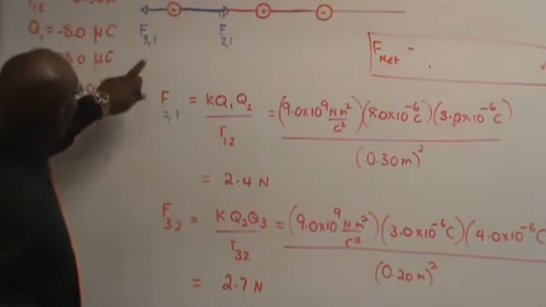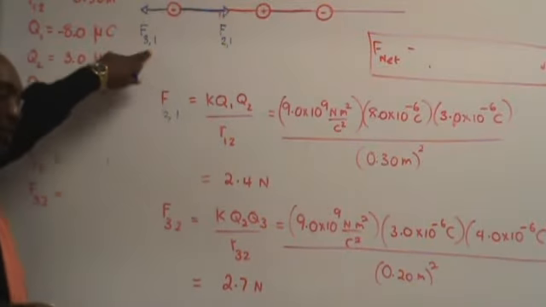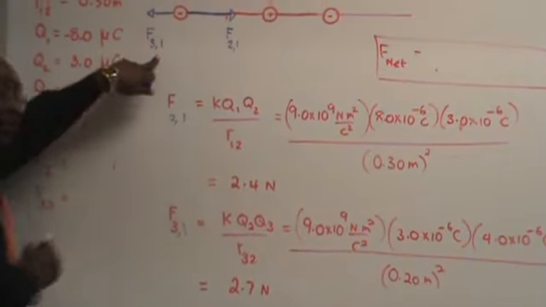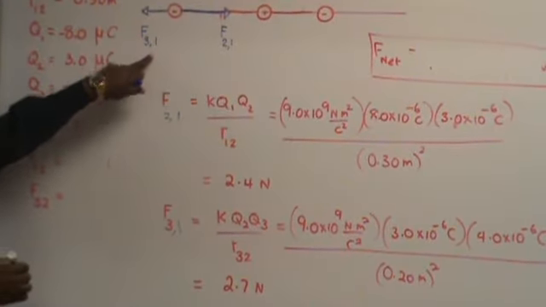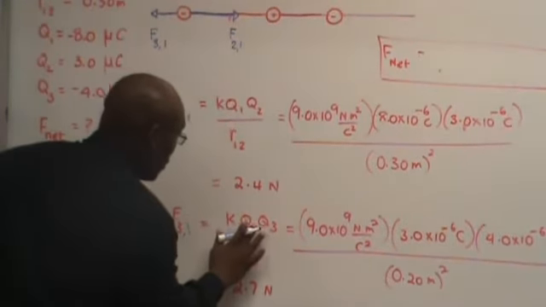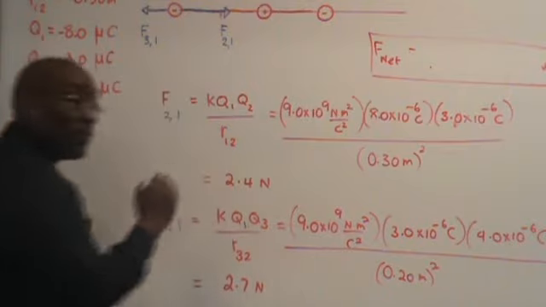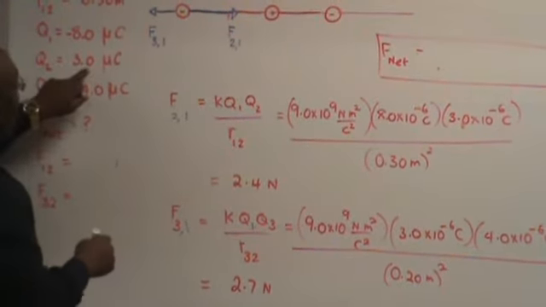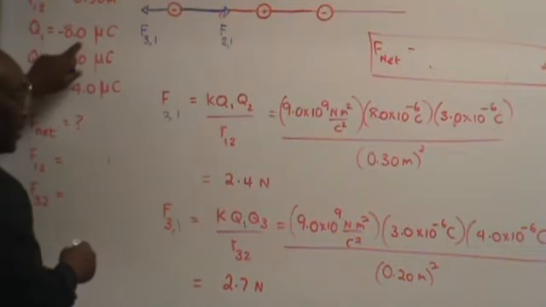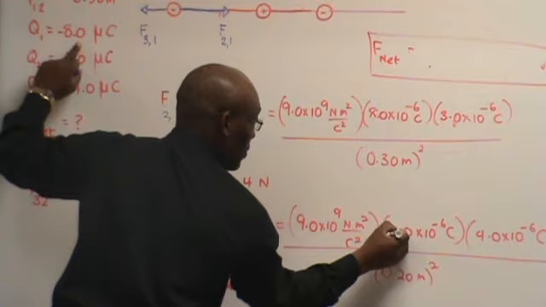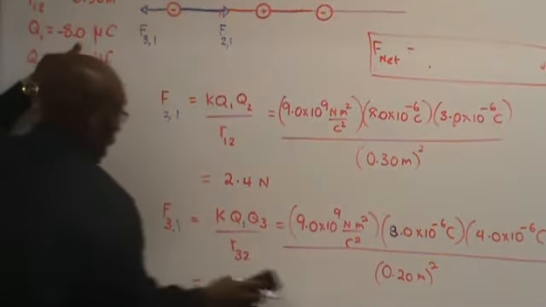So now what we need is F of 3 on 1. Watch this. We need to change this to 3, 1. So now instead of 2, we should have 1. And instead of 3 point that, we should have 8. So we're going to replace this with 8. And now we calculate.